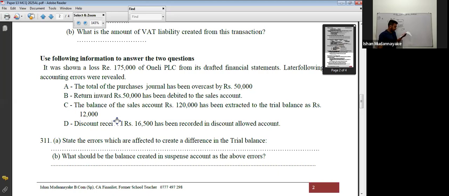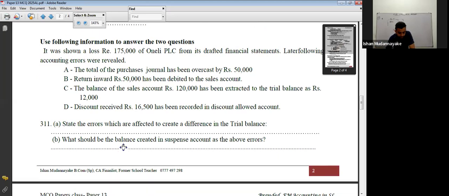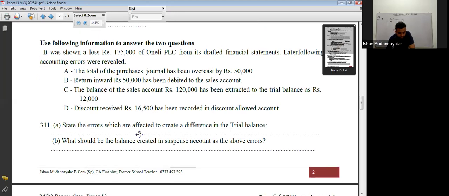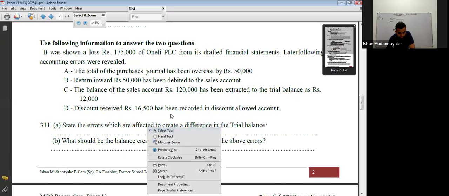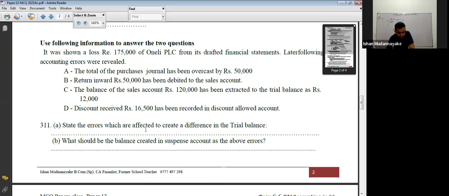So the answer for A, the errors which affect the trial balance and create a difference, is C and D. 311A, C and D. Right. Next one.